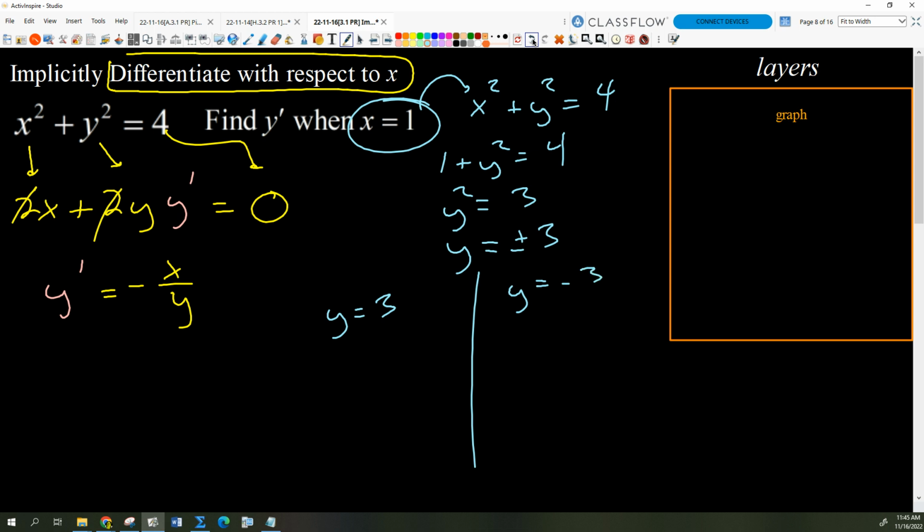If y equals the square root of 3, and we already know x is 1, well, what's y prime equal to then? Y prime equals negative 1 over the square root of 3, right? How about over here? What if y equals negative the square root of 3? Then y prime equals negative 1 over y, which is negative the square root of 3. So y prime equals positive 1 over the square root of 3.